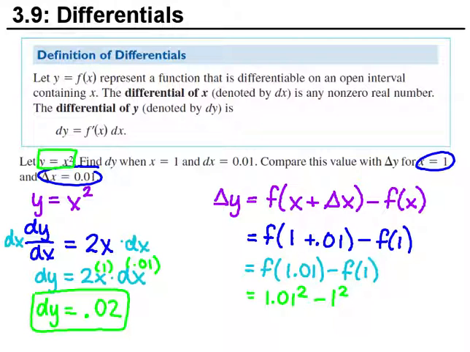What is 1.01 squared? And I know that 1 squared is 1. So if I subtract the two, I really get 0.0201, and that's going to equal your delta y. So compare the two. They're close, but not quite the same. Now, the biggest thing that we're going to find out is that the closer they are to 0, the more precise those values are going to be. So let's go ahead and look at the next one.